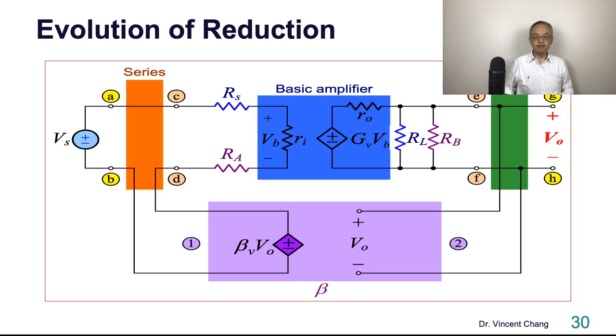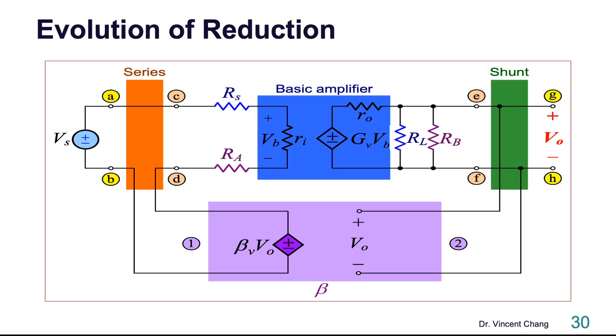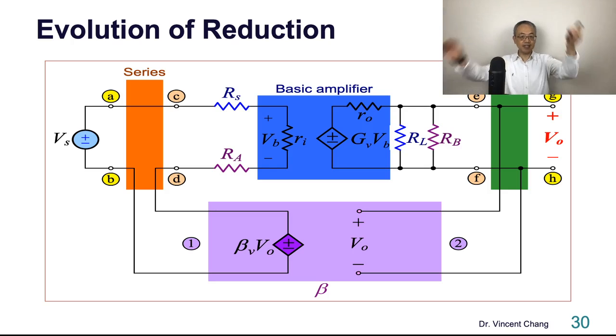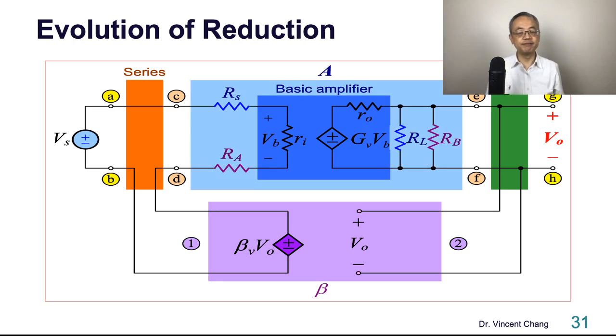And then you see the orange part, series mixing. For the green part, shunt sampling. So here's the most important part. I said, let's redefine the A. This is the A. Let's redefine the A circuit. Redefine the open loop gain.